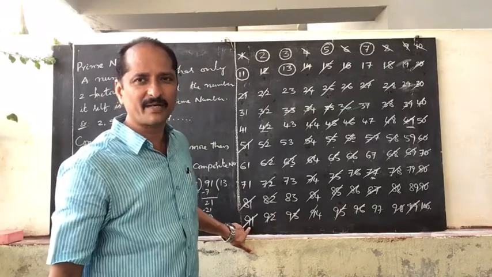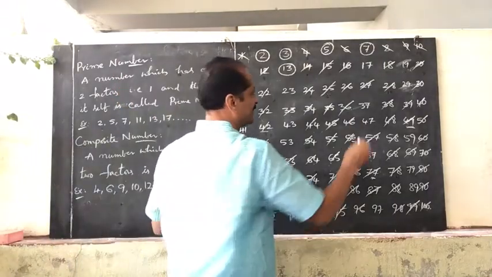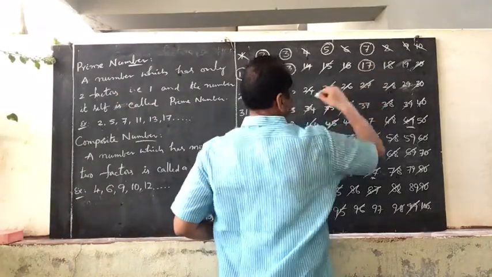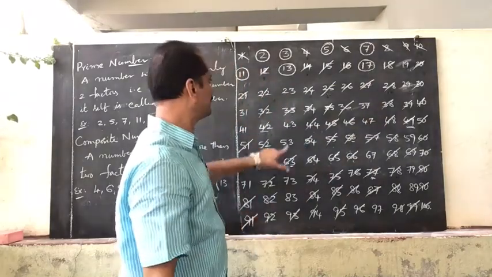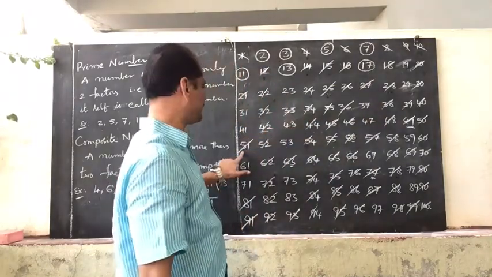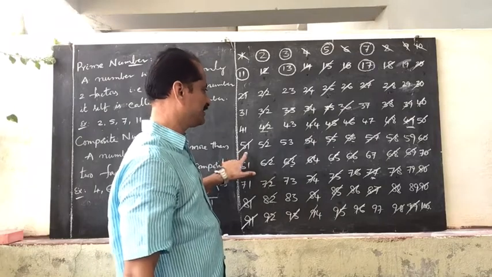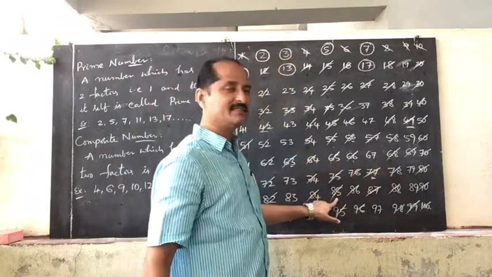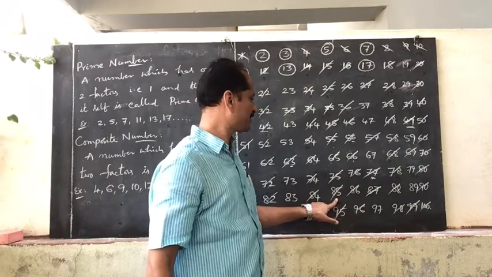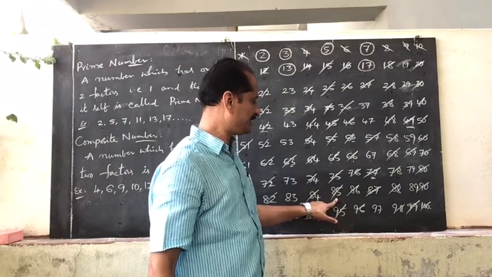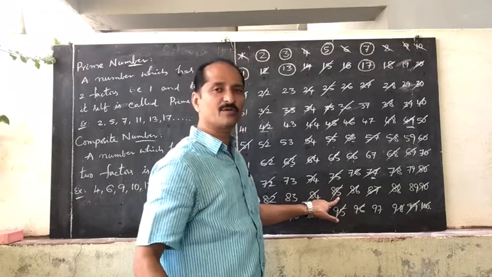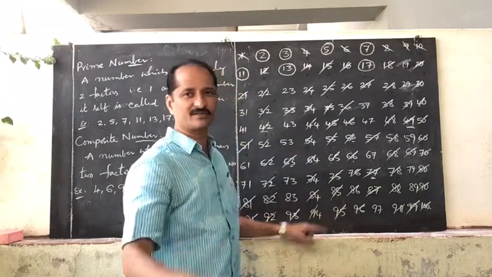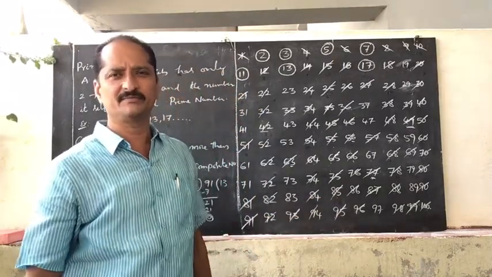The next prime number is 17. So 17 twos are 34. 17 threes are 51. 17 fours are 68. 17 fives are 85. 85 plus 17 is 102, more than 100. So 17 is also done. Then go for 19.